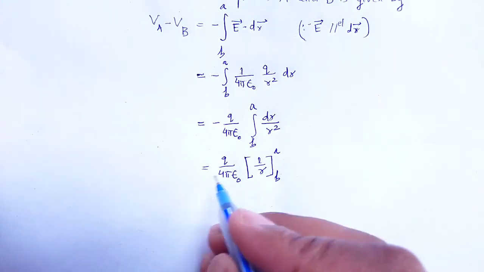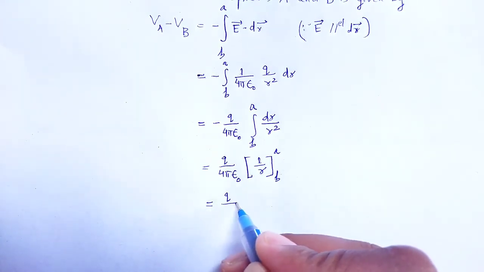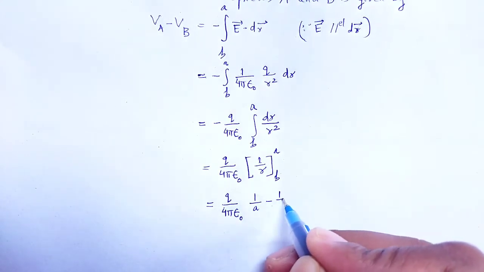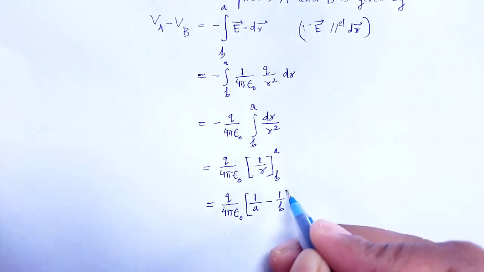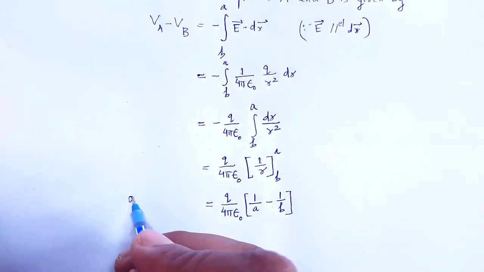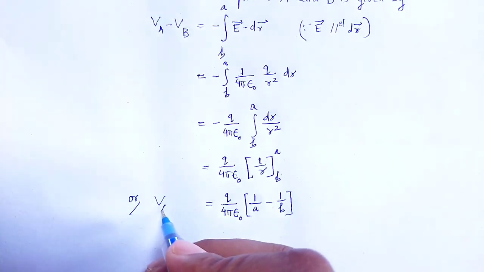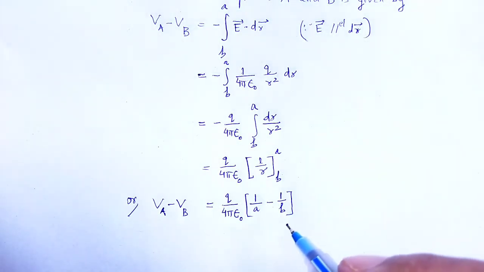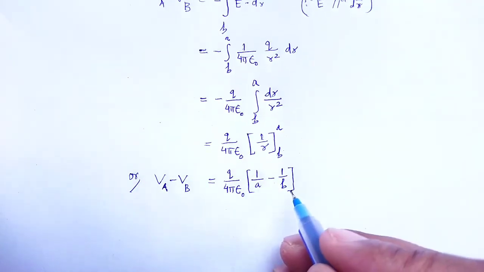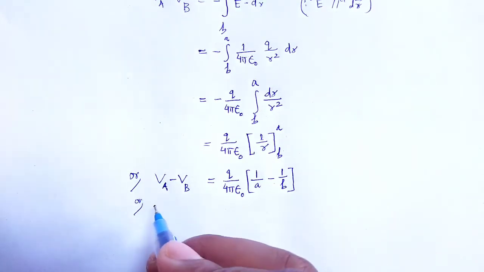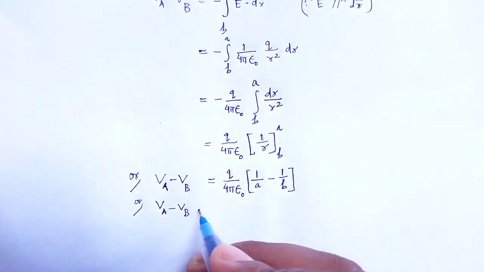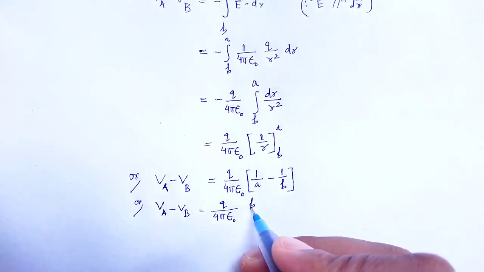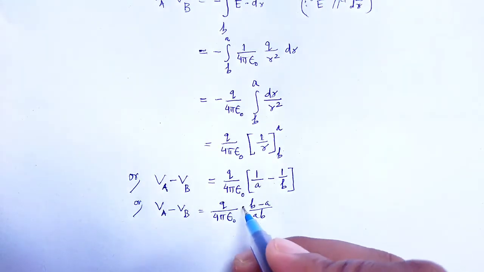Using upper limit and lower limit, we have q by 4 pi epsilon naught into 1 by A minus 1 by B, that is the potential difference between the two spherical shells, VA minus VB. Taking the LCM here, VA minus VB is equal to q by 4 pi epsilon naught into (B minus A) divided by AB.